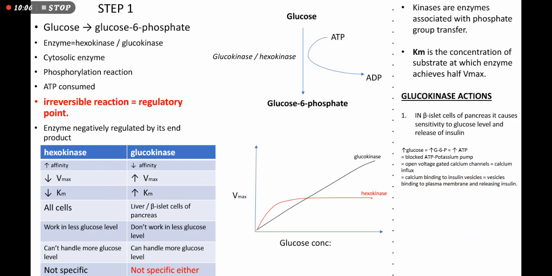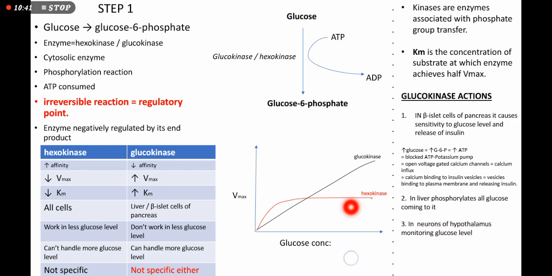This point I need to explain. Beta islet cells of the pancreas contain insulin. That insulin is actually inside vesicles inside the cell. So what happens is that when calcium comes into the cell, the calcium binds to those vesicles and forces them to fuse with the plasma membrane. As a result, insulin is released. So glucokinase is indirectly causing insulin to be released. In the same way, it is also sensitive to or monitors glucose level in the hypothalamus.